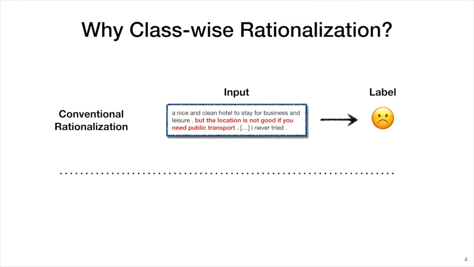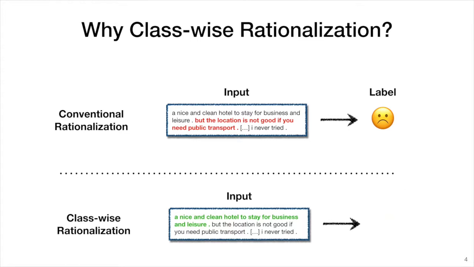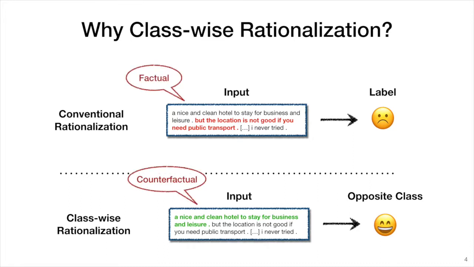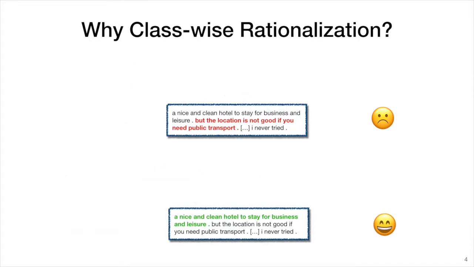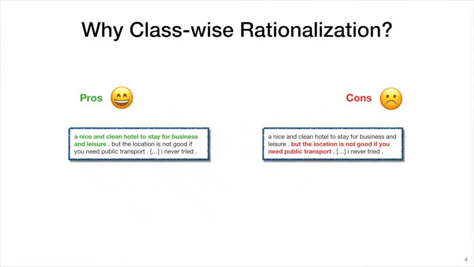However, what if we want to also find rationales that support the other class? In this example, the positive class, which we call counterfactual rationales. This would allow a more structural interpretation of deep learning models, much like humans' pros and cons weighing process, especially when the input evidence is complicated and mixed.